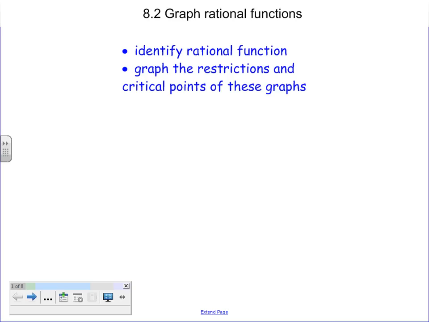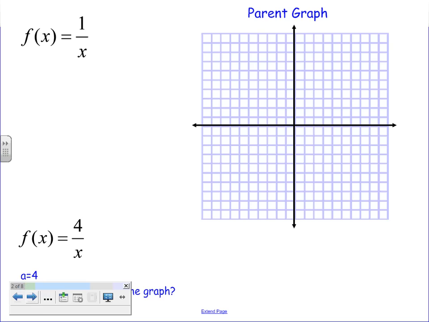We saw a little bit of this earlier in parent functions. So that's what we're going to break into today, 1 divided by x. And again, translating that about the graph. Let's take a look. All right, so 1 divided by x.